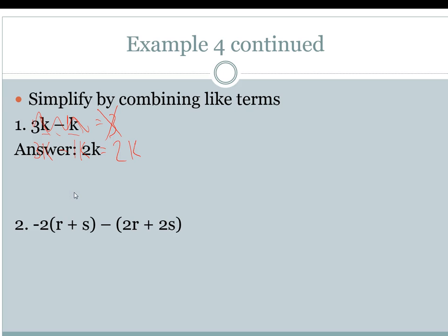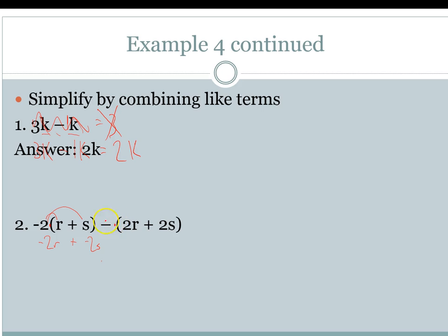Next one, a little more complicated. It's -2 times the quantity 2 times the quantity r plus s, minus the quantity 2r plus 2s. In this case, there's a lot of work to do before we can figure out what our simplified answer is. Before we can just add or subtract like terms, we need to distribute. And actually, we're distributing twice here. I want you to think about -2 times r, -2 times s. That one's simple. But the next one's a little more difficult.